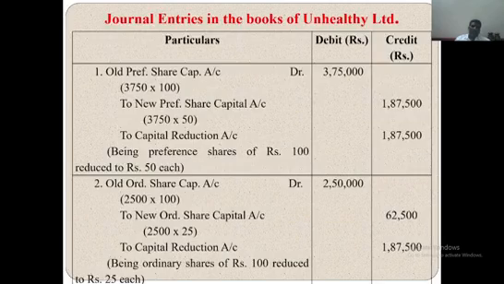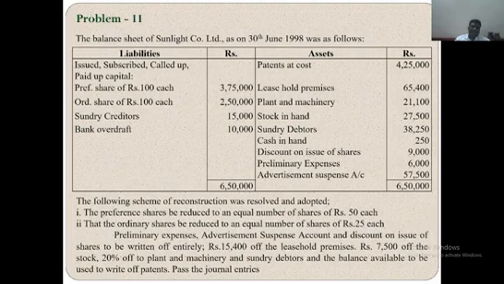The next, scheme of reduction to adjust preliminary expenses, advertisement suspense account and discount on issue of shares to writing up entirely; 15,400 leasehold premises, 7,500 stock, 20% plant and machinery, sundry debtors, and balance available used to write up patent. Pass the necessary journal entry.